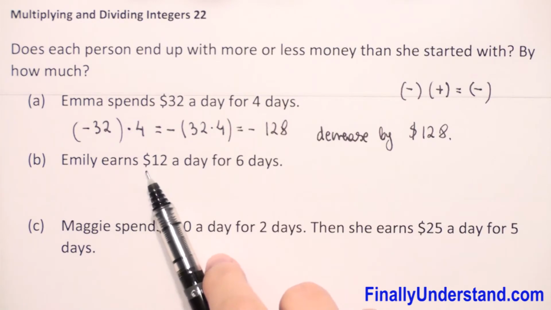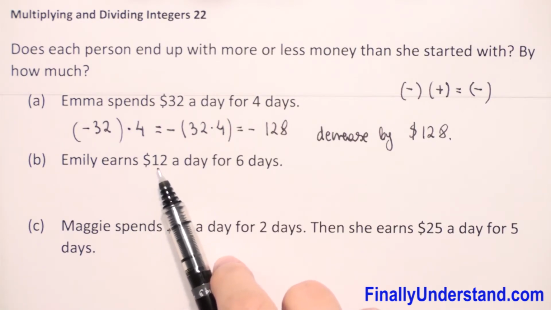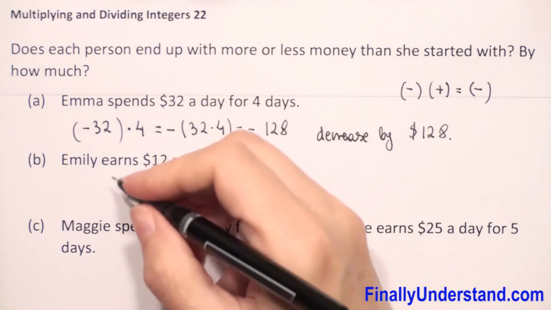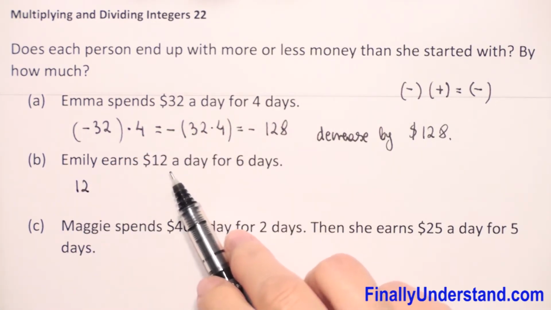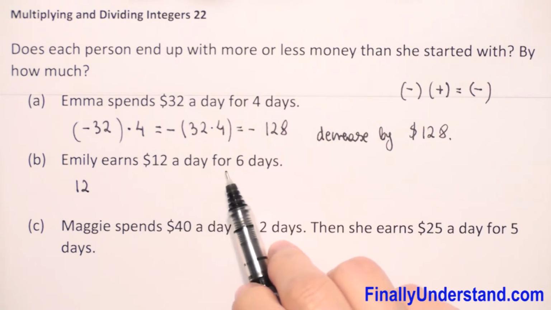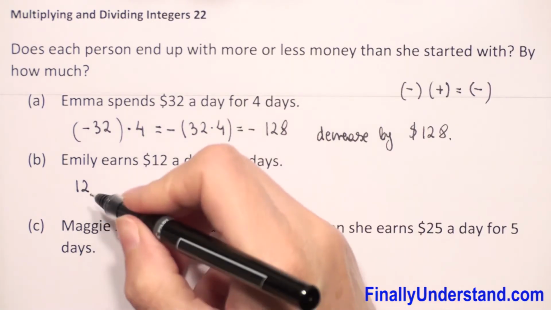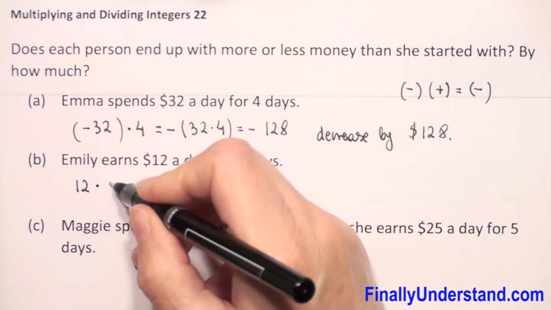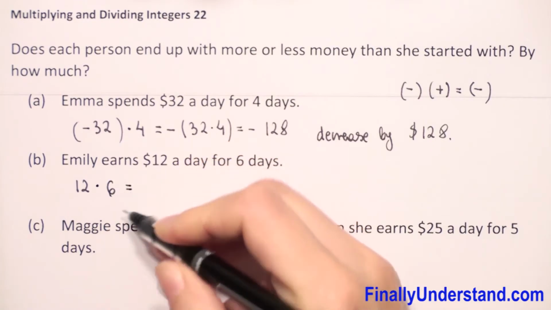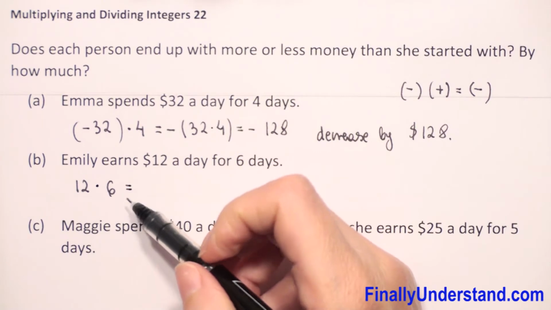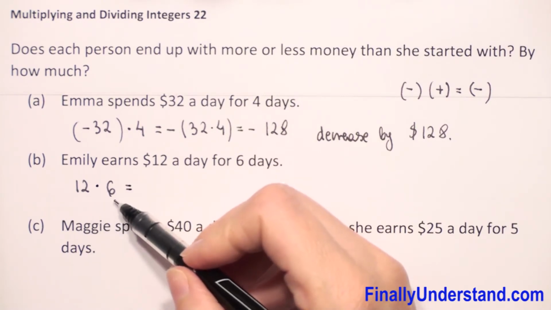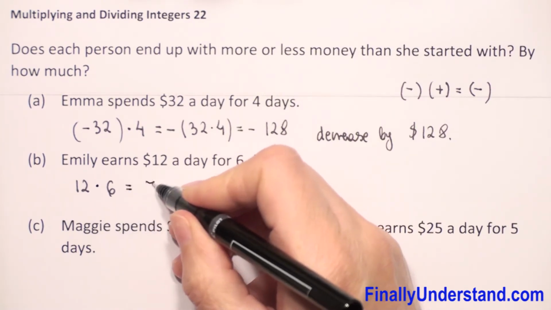Next example, Emily earns $12 a day for 6 days. Because she earns, the number 12 will be positive, and she earns $12 a day for 6 days. So we have to multiply 12 times 6. This is equal, a positive number times a positive gives me positive, so we don't have to write plus. And 12 times 6 is 72.